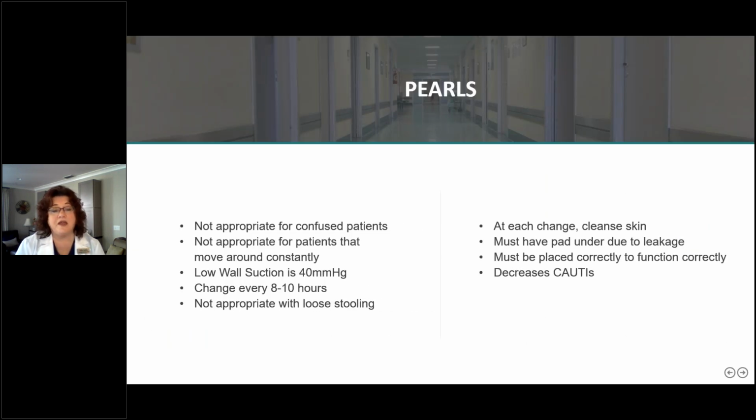A little bit of pearls having to do with that. It's not appropriate for confused patients. They don't know what's going on and they pull it out. It's not appropriate for patients that move around constantly. They need to be able to know that it's there. And again, low wall is 40, and you want to change it every 8 to 10 hours. We do it every shift, and it's not appropriate with loose stooling, obviously, because it's going to clog it up and you could put them at risk for infection.